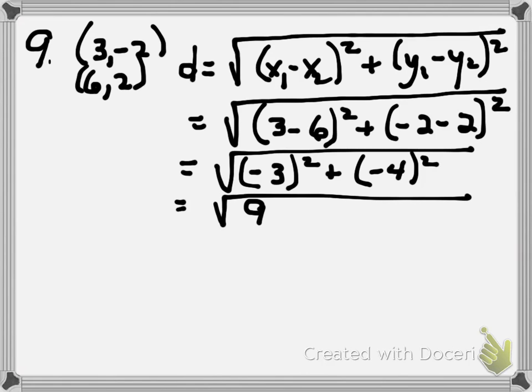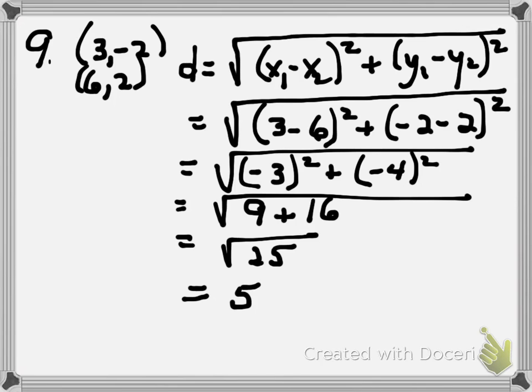Negative 3 squared is 9. Negative 4 squared is 16. So I'm getting the square root of 25, which is 5.